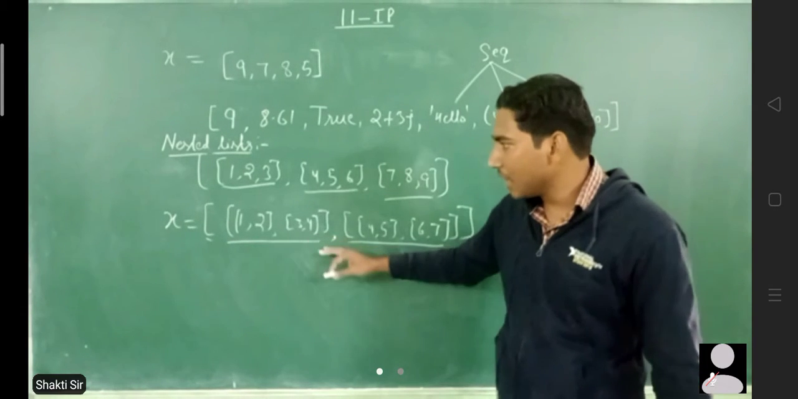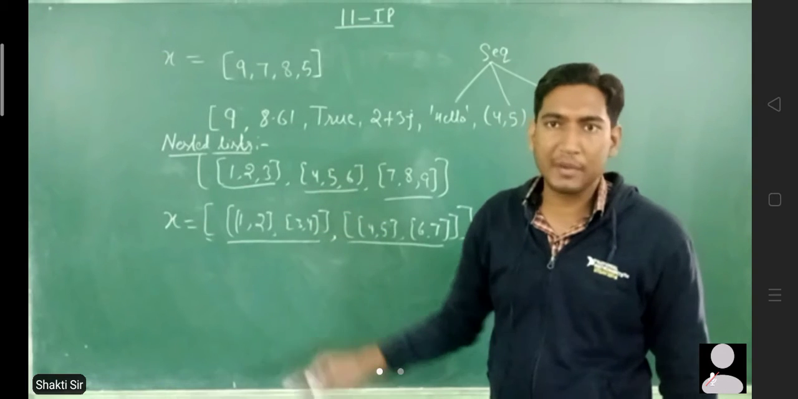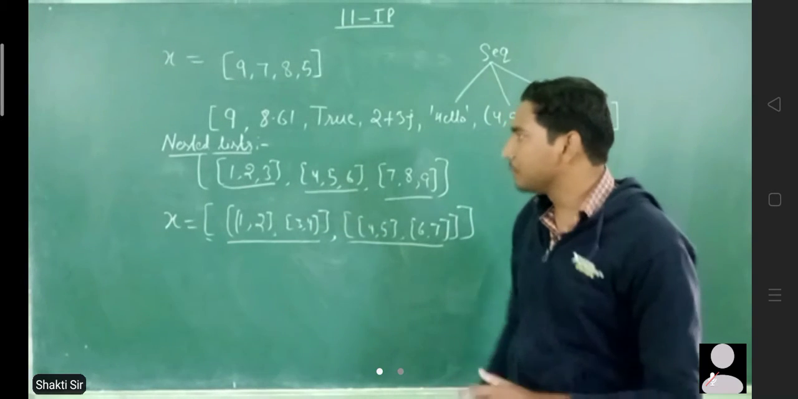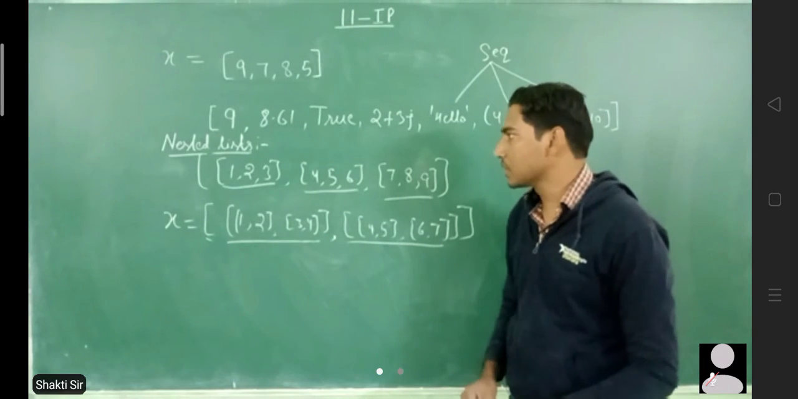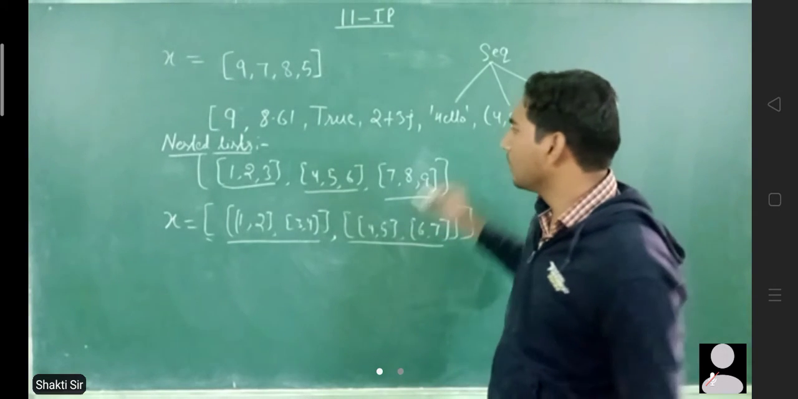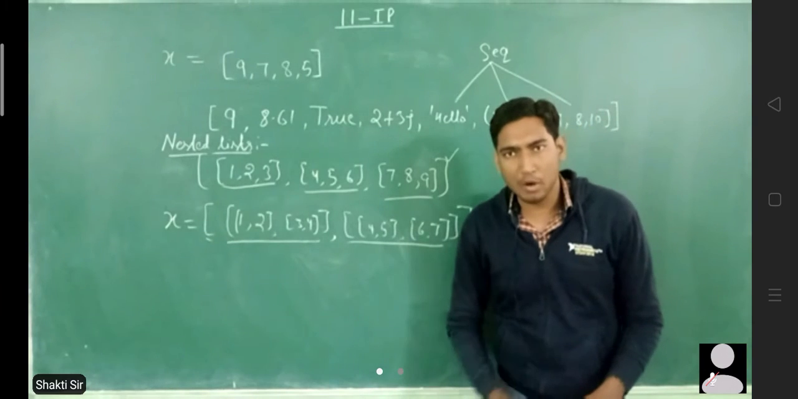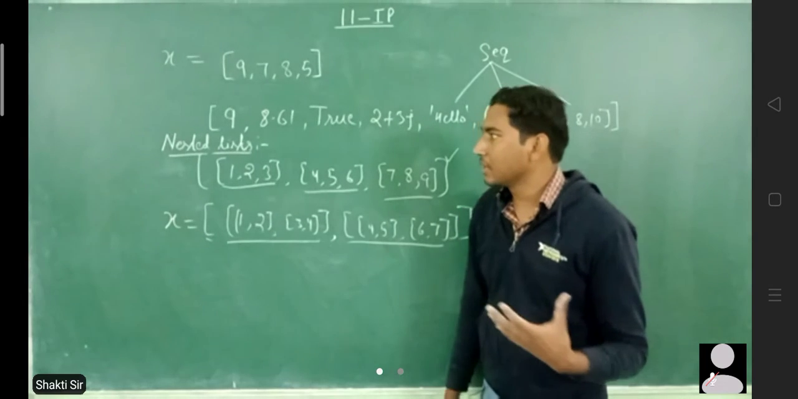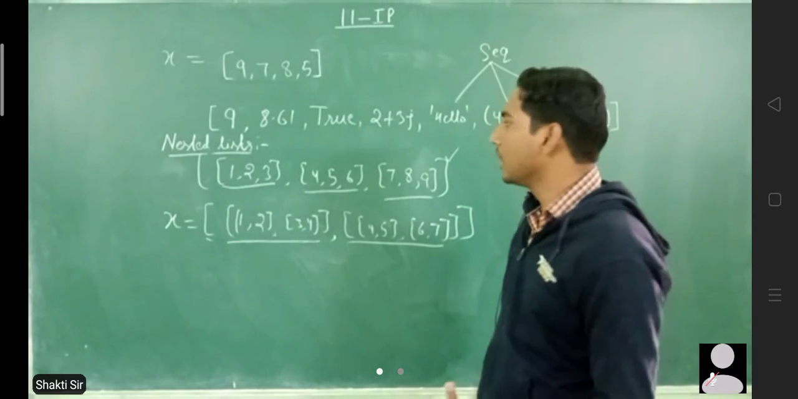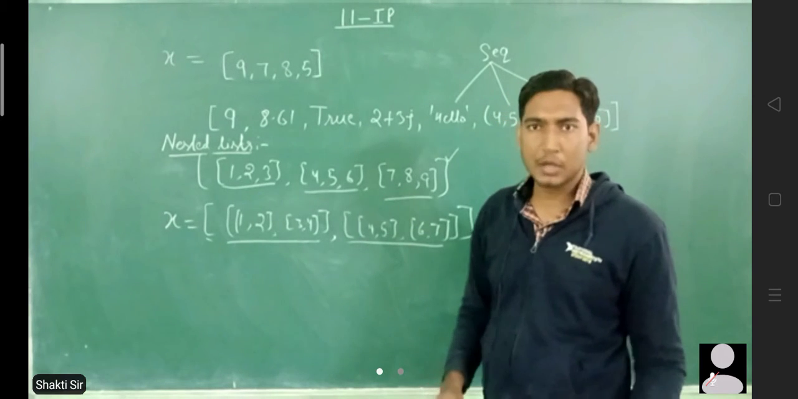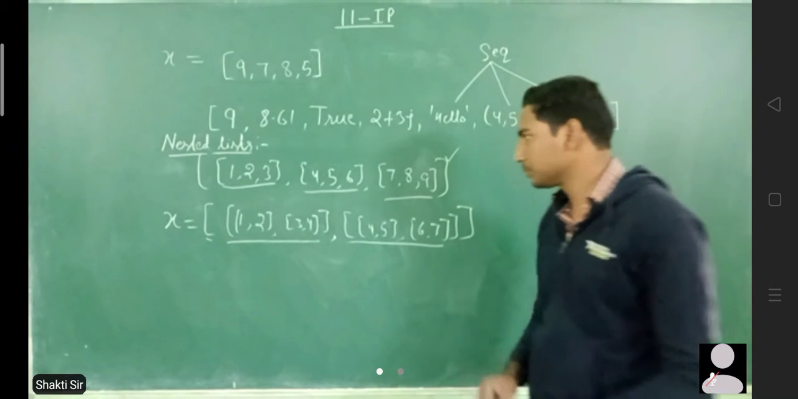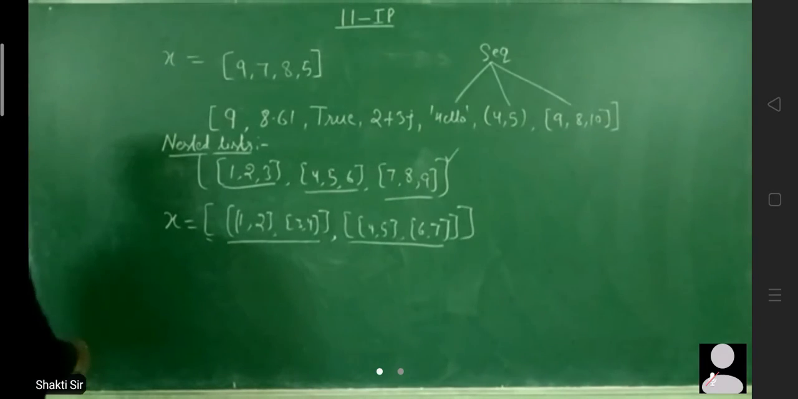This is a 3-level nested list. We can create 4-level, 5-level, but that is beyond the scope of our syllabus. We will only deal with nested lists of level 2. Just like nested for loops, we have a nested list concept, and we will only deal with 2 levels of nested lists and 2 levels of nested for loops.